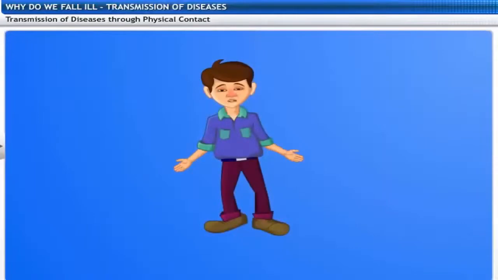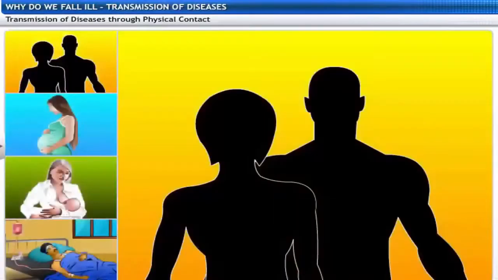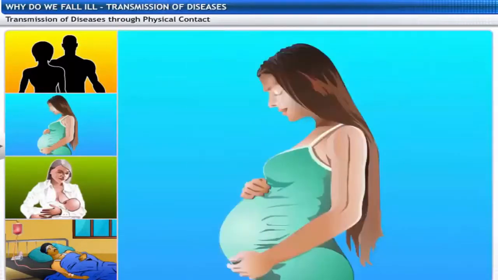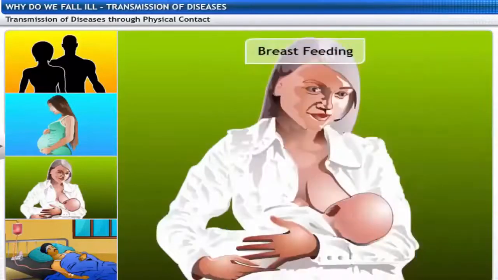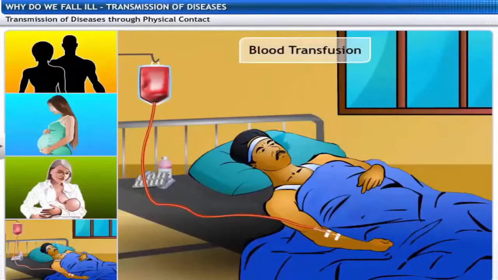Is sexual contact the only way of spreading AIDS? Other than sexual contact, the AIDS virus is also transmitted from an infected mother to her child during pregnancy or through breastfeeding. It can also spread by transferring the blood of an infected person to a healthy person.